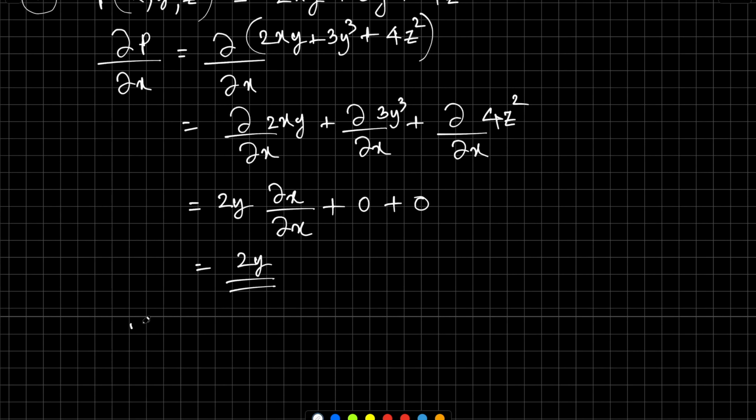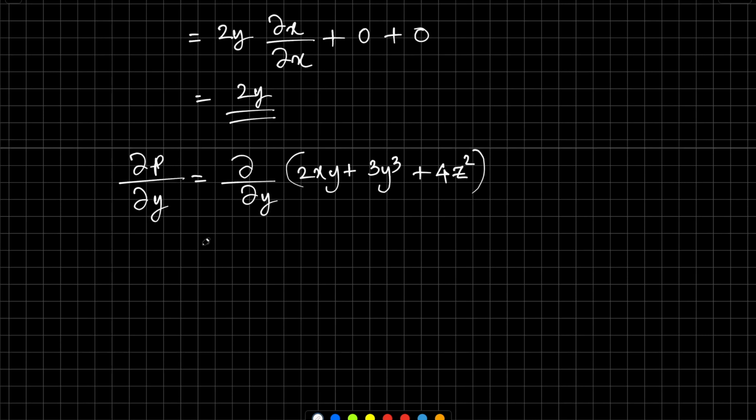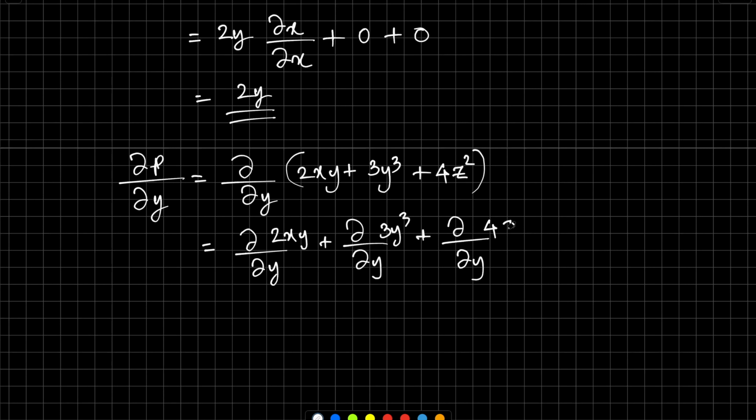Let's find dou p over dou y. Partially differentiate with respect to y. So dou by dou y of 2xy plus 3y cube plus 4z square. So dou by dou y of 2xy plus dou by dou y of 3y cube plus dou by dou y of 4z square.